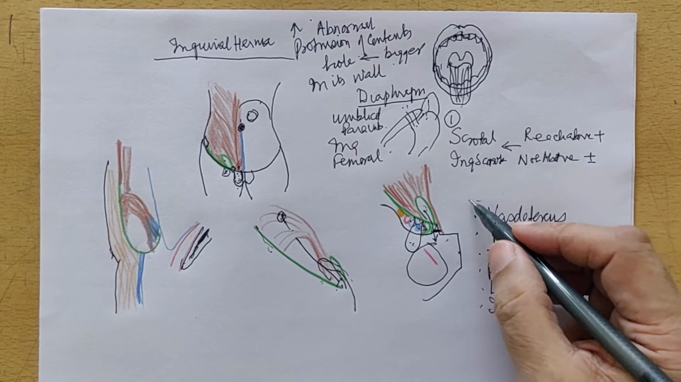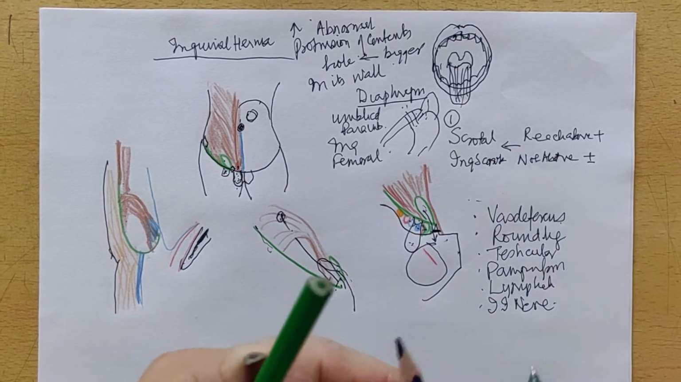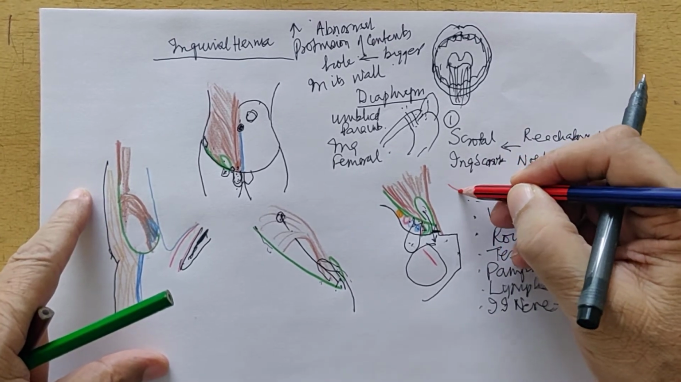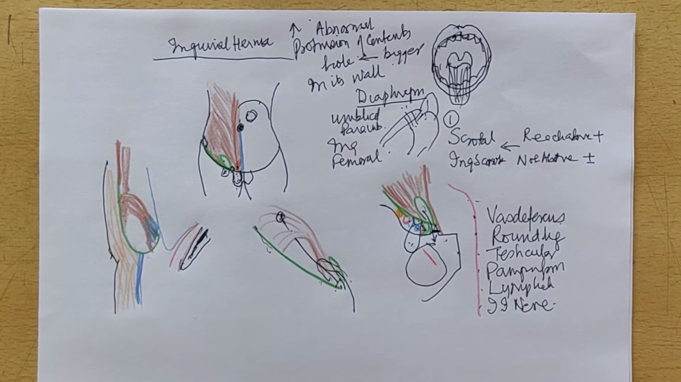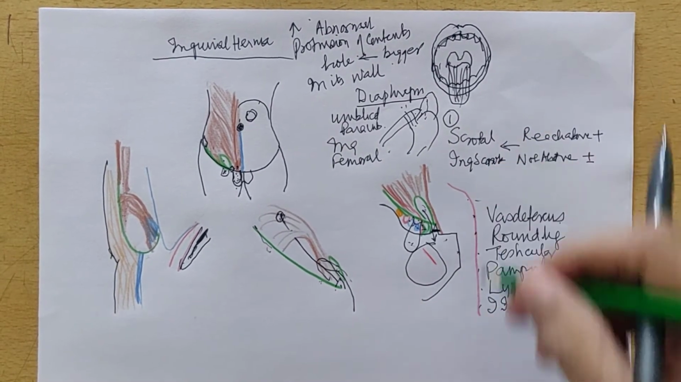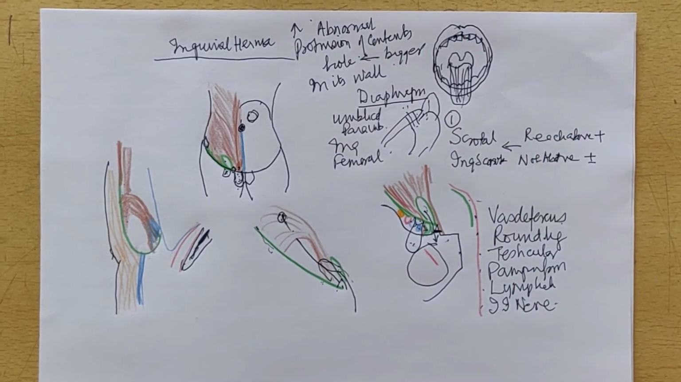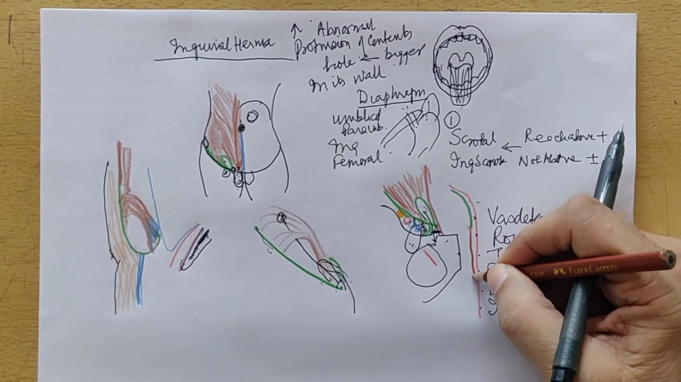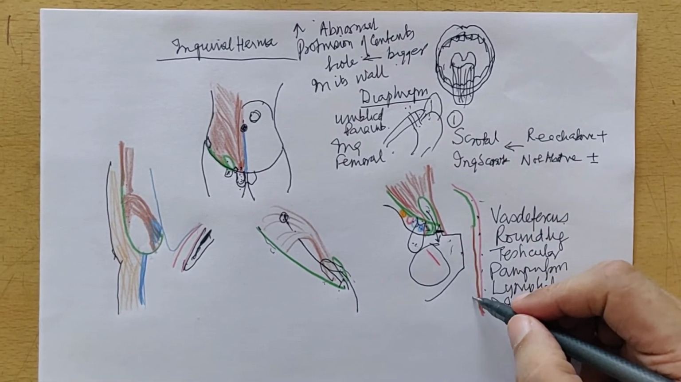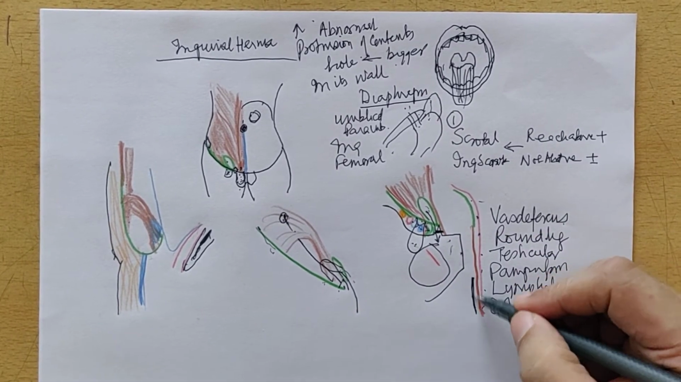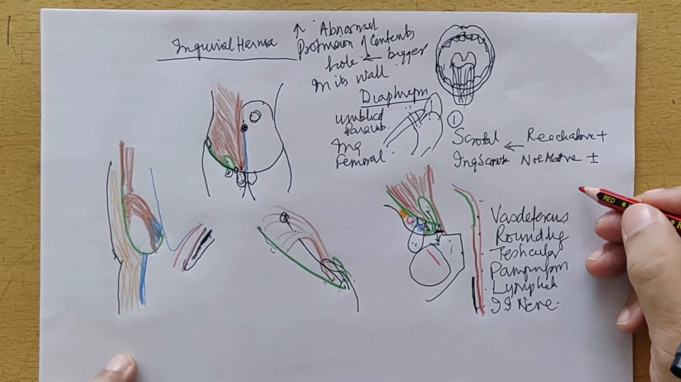The peritoneum, if this is the deep inguinal ring, it's lined like this, so the peritoneum, the fascia transversalis, which forms a muscle called the cremasteric muscle, and the fascia from the external oblique. So they are covered by three layers, and these are the structures that lie in the inguinal canal.